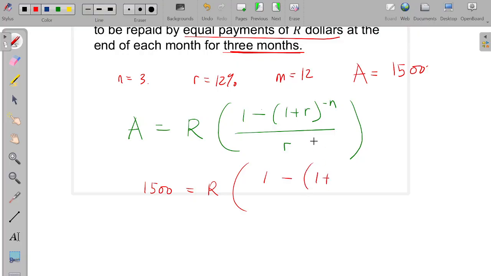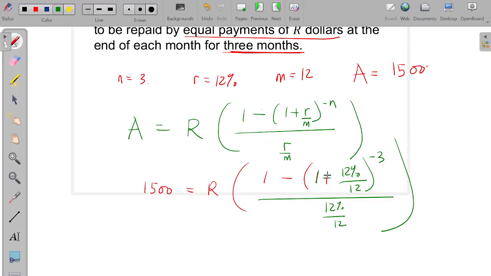Because it's compounded monthly, we are supposed to divide by m, but we are not multiplying this by m. Why? Because they say it's 3 months, not 1 year. If it is 1 year, then we multiply by 12. But because it's 3 months, we just use the value straight. So we have 12% divided by 12, then minus 3, all over 12% divided by 12.